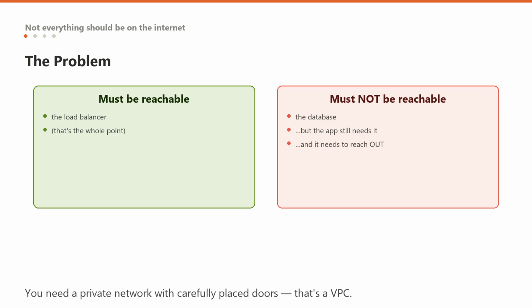You're deploying a web application. Your load balancer has to be reachable from the public internet. That's the whole point. But your database absolutely must not be. If it's exposed, you're one leaked password away from disaster.